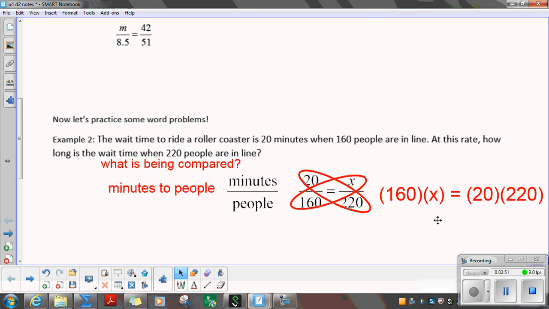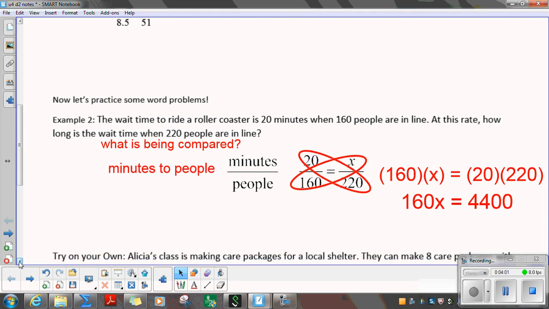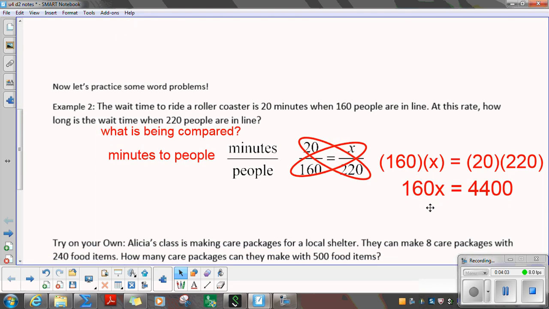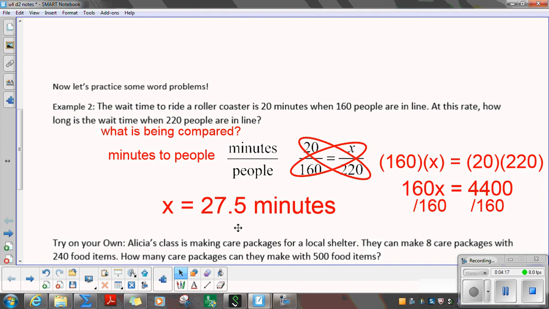So I'm going to go ahead and multiply 160 times x is 160x, and 20 times 220 is 4,400. Let's go ahead and scoot up a little bit so you can see it. So now I'm going to go ahead and undo this multiplication by dividing by 160. And what that actually gives me is 27.5. And because it's in the top, that's representing minutes. So it would be 27.5 minutes when there's 220 people in line.